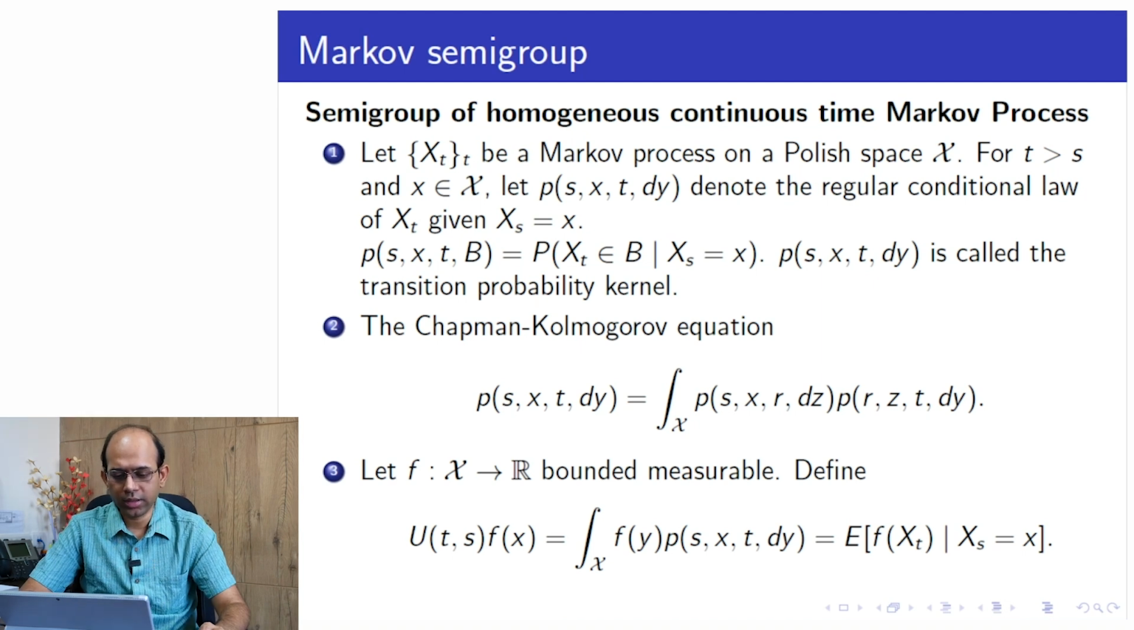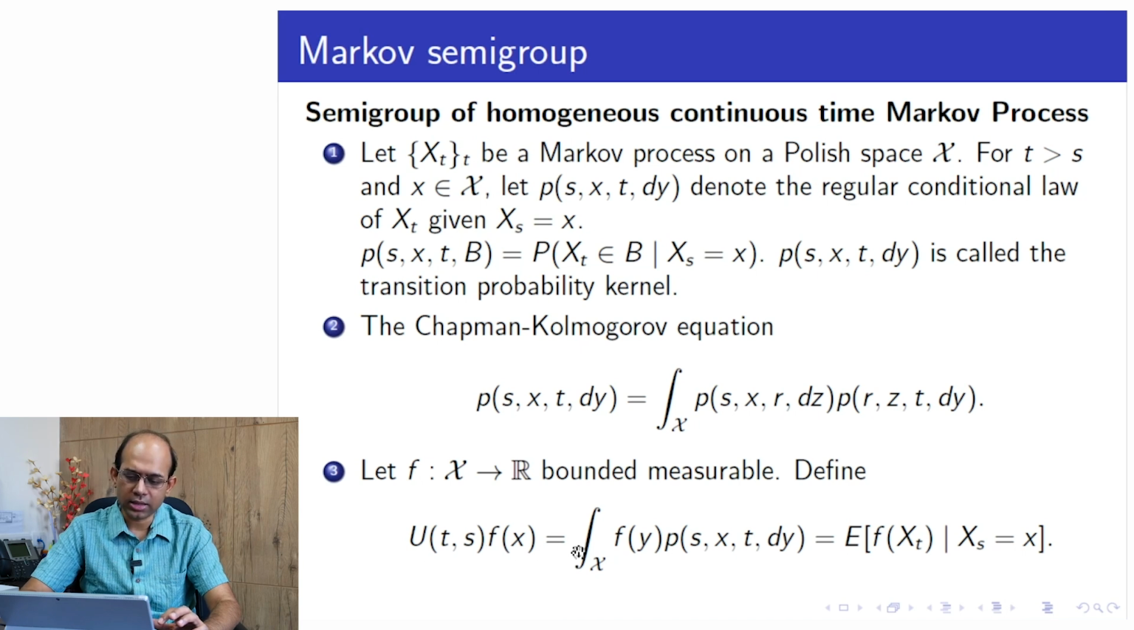Now let small f be a real valued bounded measurable map on the state space of the Markov chain. Why did I take bounded? Measurable I must take because I am going to do integration, but bounded is to ensure that the integration exists and is finite. Now we define U(t, s) f(x), a new operator, a two-parameter family of operators U.